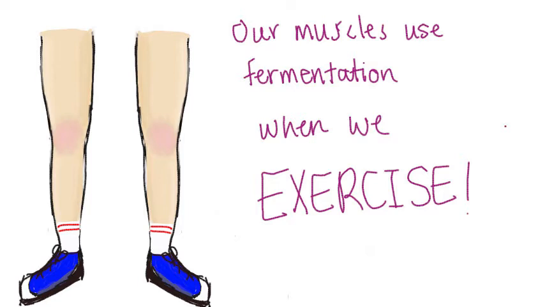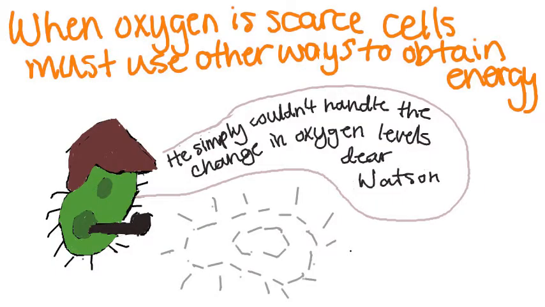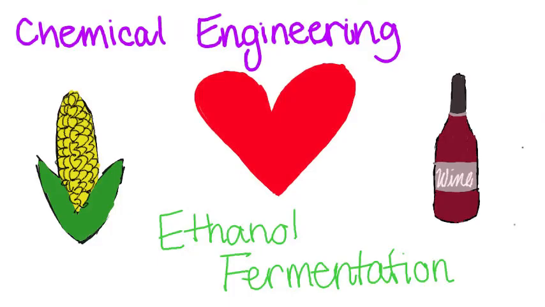Another example of fermentation is lactic fermentation. You would recognize it as the burn your muscles get in endurance exercise, like running. This, like most cases of fermentation, occurs when the cell is not receiving enough oxygen to perform normal cellular respiration. However, we'll focus on ethanol fermentation.